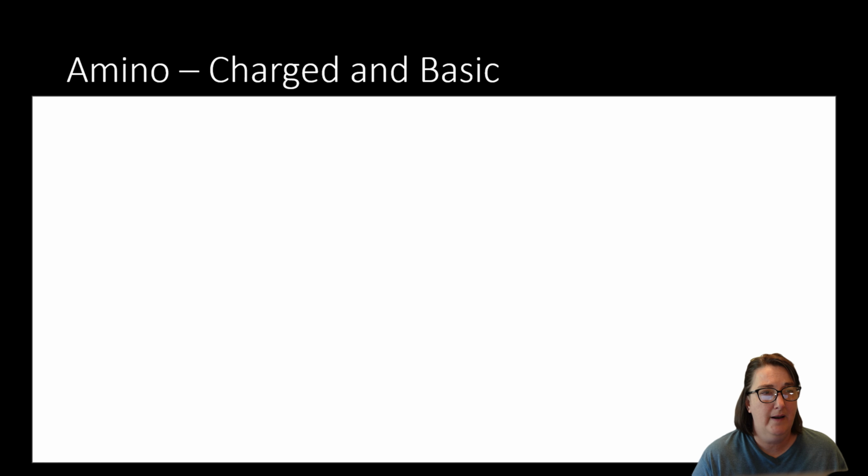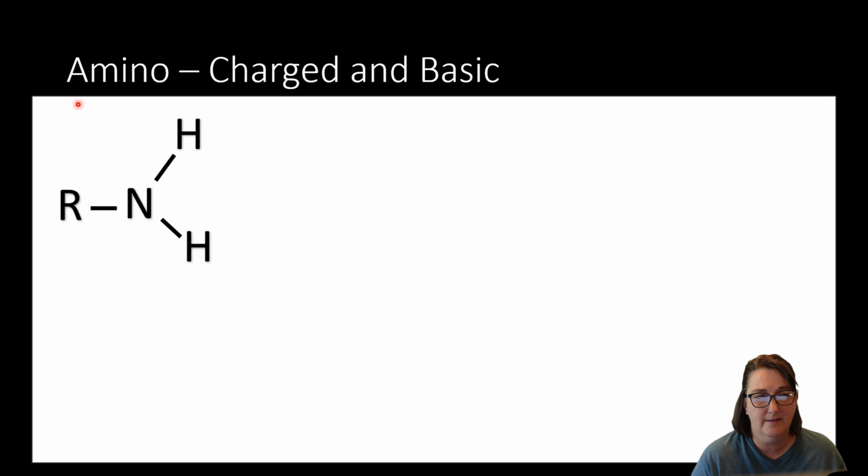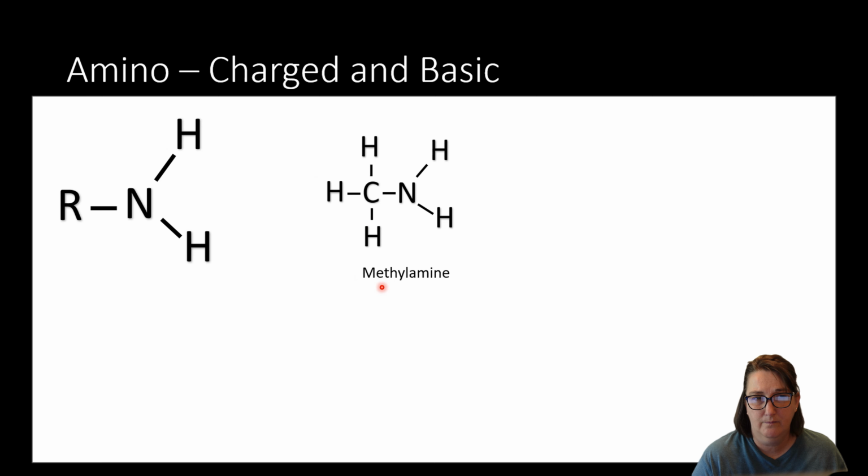Okay, the last one we're going to talk about is your amino group. These are charged and they're basic. So if an acid is getting rid of hydrogen protons, basic is going to be I'm making hydroxyls, I'm making OHs. So it's pulling in hydrogens from a solution. So here I have the amino acid. This is my R group, so this is going to be attached to a carbon backbone group. I have a nitrogen and I have 2 hydrogens. So here's my R group, and then here's my N and my 2 H's.